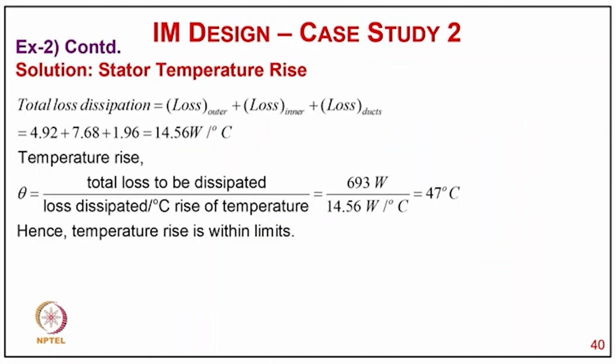Now total loss dissipation is outer loss plus inner loss plus loss in duct, so putting value it comes 14.56 watt per degree centigrade. So temperature rise theta equal to total loss to be dissipated divided by loss dissipated per centigrade rise of temperature. So putting value it is 693 divided by 14.56, it comes 47 degrees Celsius, and hence the temperature rise is within the safe limit of 50 degrees Celsius, what we have considered initially.